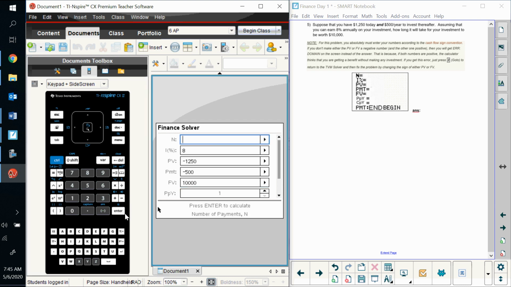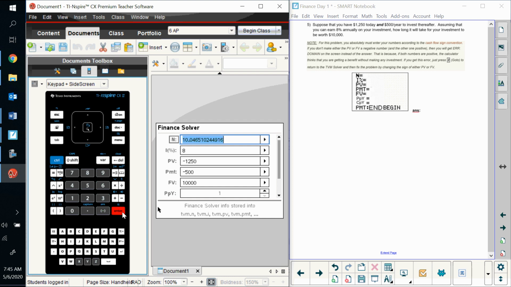Well, to find how long it'll take, just hit enter. So about 10.05 years. Now again, on the problems you're going to do on your own and on the quiz we'll eventually do, you just need to fill in what these are. Each time we're solving for n, so you just circle n, and then just write what your answer is. Your work is just writing what it is that you put in the calculator.